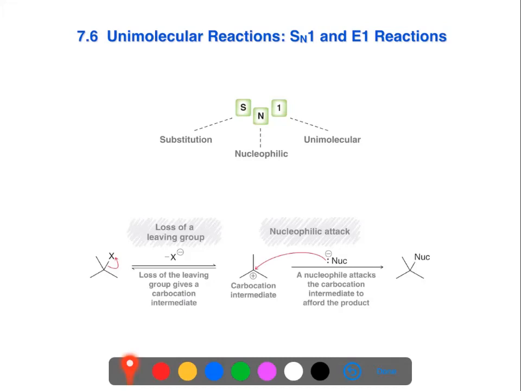the order is different. As you can see, with the alkyl halide, your starting reactant, the first step is the loss of a leaving group to give you the carbocation intermediate. And once that carbocation intermediate is formed, then nucleophilic attack will occur. So nucleophilic attack will lead to your final product.